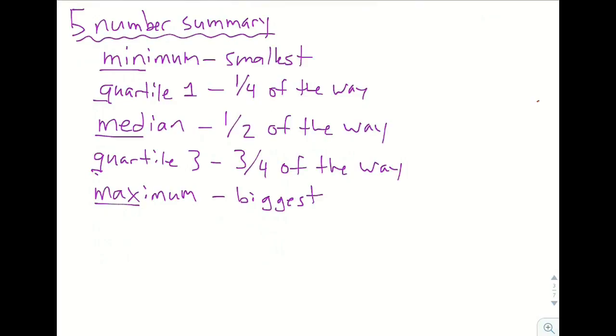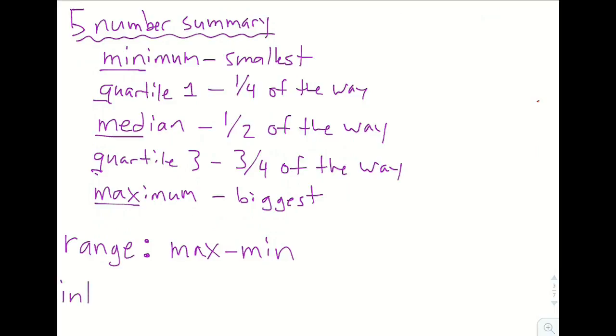Some other words that you should be familiar with are going to be range and interquartile range. So when you see range, that's going to be the max minus the min. It's how far apart the max is from the min. So you just take the max, subtract away the min, and that is your range. It's how far apart the biggest and smallest numbers are.